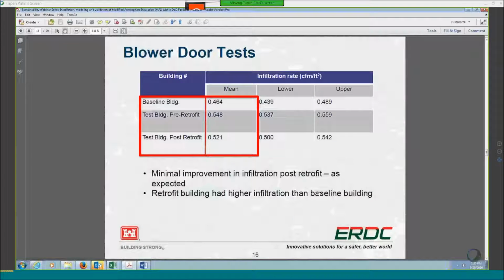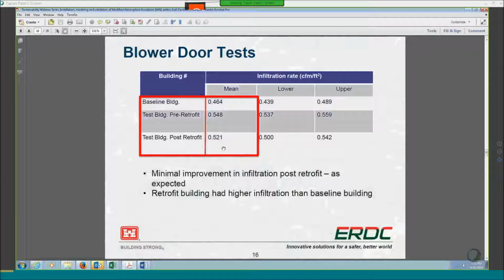Here's the results of our floor door test, the infiltration. The baseline facility actually had a lower infiltration than the retrofit. We call it a test building here. You can see there is some difference there in the CFM per square foot. After the retrofit, we actually saw some improvement.